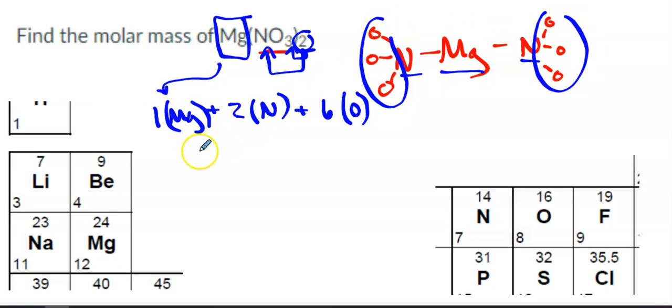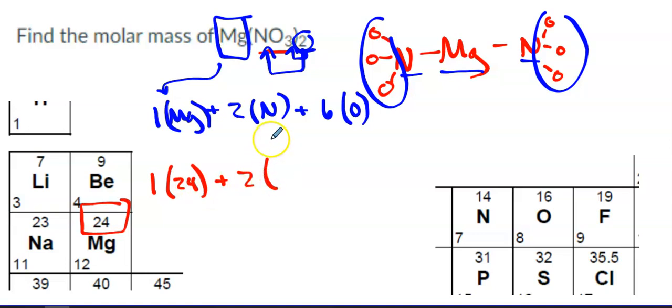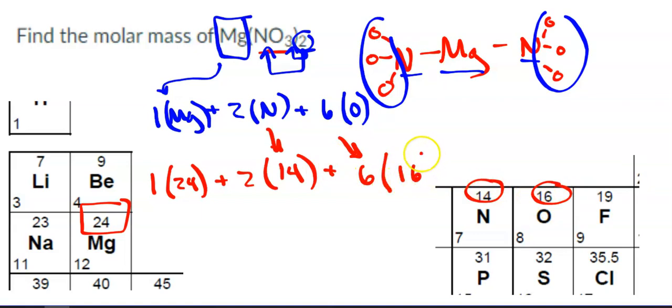Now I would use the periodic table to find their masses. Mg is a 24. You wouldn't have to write this out, but I have 1 times 24, plus 2 times N, whose mass is 14, plus 6 oxygens, whose mass is 16. I better pause this because I don't know that answer in my head. When I did that in my calculator, I got 148 grams per 1 mole. You can check me on that. If my math is wrong, I apologize.